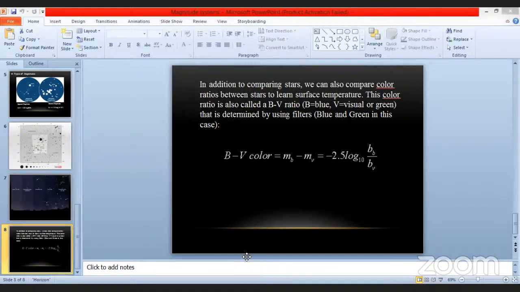Okay. Here, m_B and m_V represent what? I believe it represents apparent magnitude, right? Yeah, right. The apparent magnitude of blue and the apparent magnitude of visual. And B_B and B_V are the absolute magnitudes, right? No, they are the brightness ratios of blue and visual. Absolute magnitude is always in capital M. Small m represents the apparent magnitude.